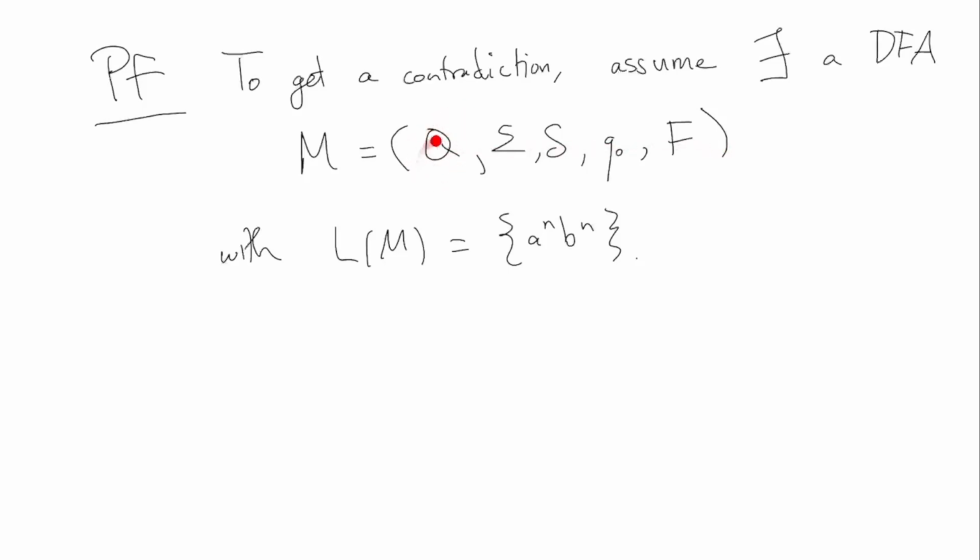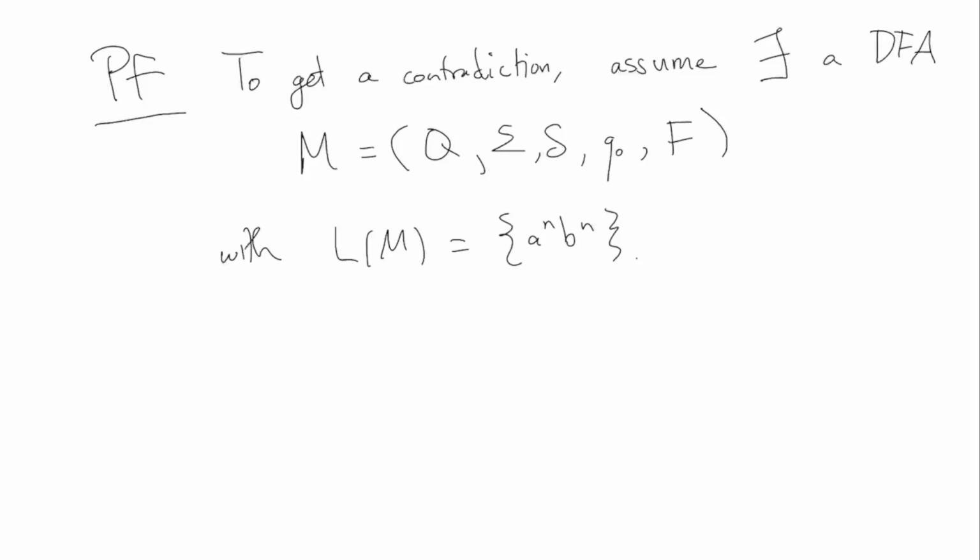This Q is the set of states. This sigma is the alphabet, which is A, B in this example. The delta is the transition function. The Q0 is the starting state, and the F is the set of accepting states. All right. So we're going to derive a contradiction from this.